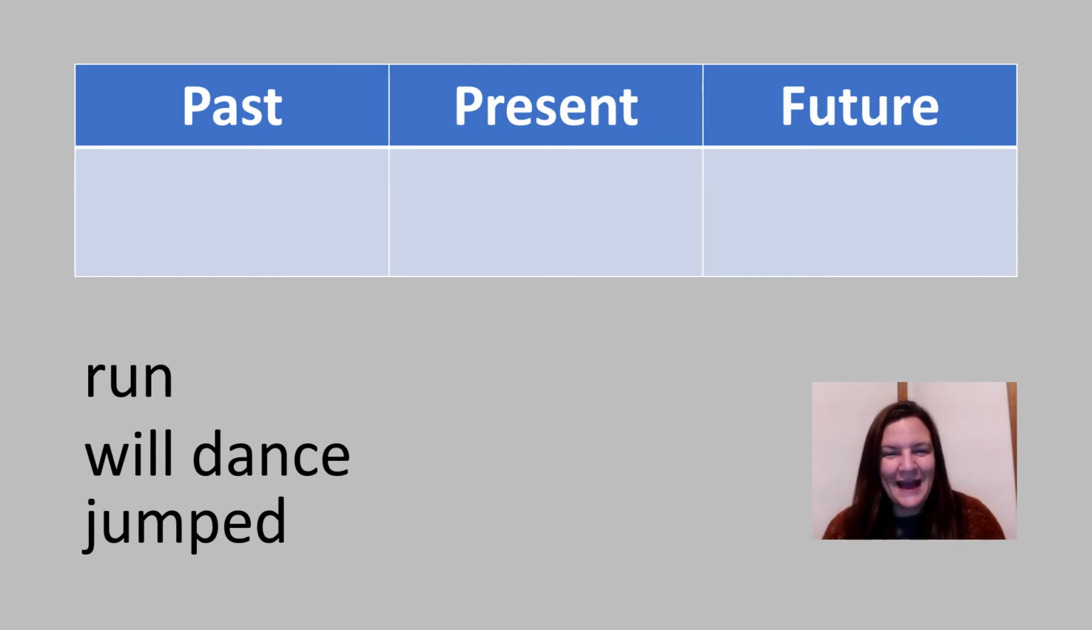Okay, here's our past tense, present tense, and future tense. Remember, if I see ED at the end of the word, then it's going to be a past tense verb. If I see will at the beginning of the verb, then I'm going to know that it's a future tense verb. So let's look at these verbs. Run. Do you see ed? Do you see will? No. That means run is a present tense verb.